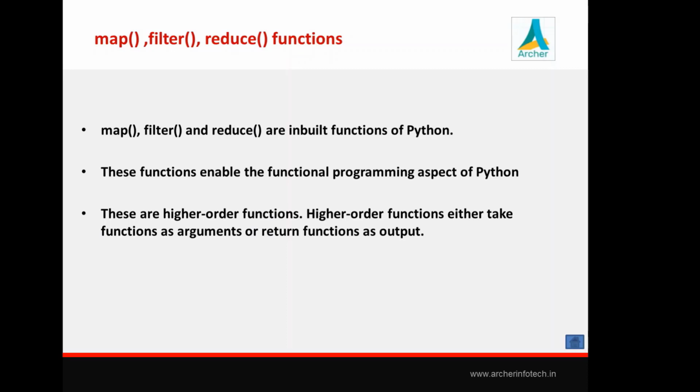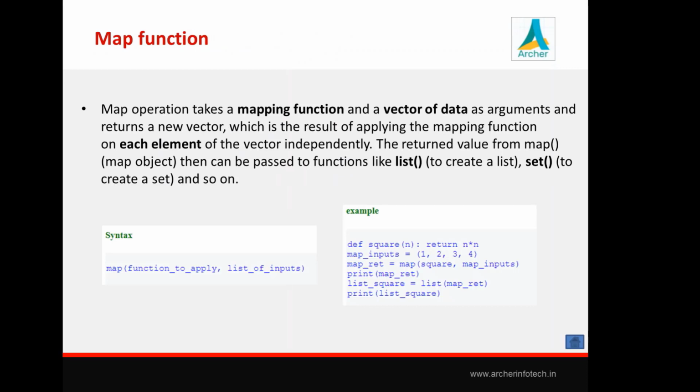Right now we said a higher order function is nothing but a function which either takes functions as arguments or returns functions as an output. So all these three functions, map, filter, reduce, take a function as an argument. That's why these functions are known as higher order functions. We'll see them one by one. First we'll go for the map function.